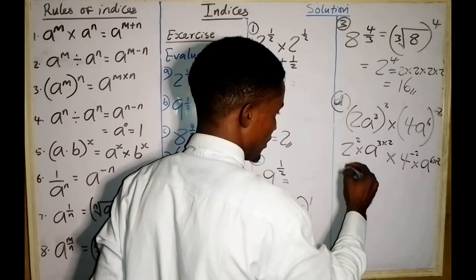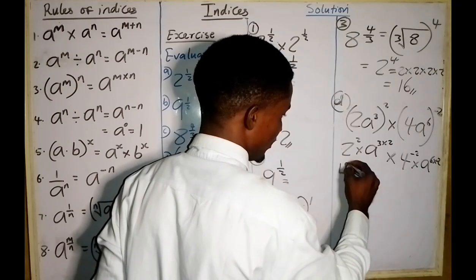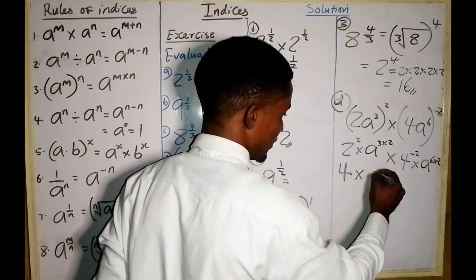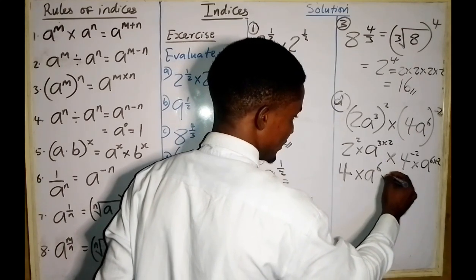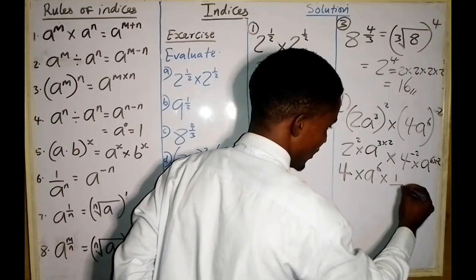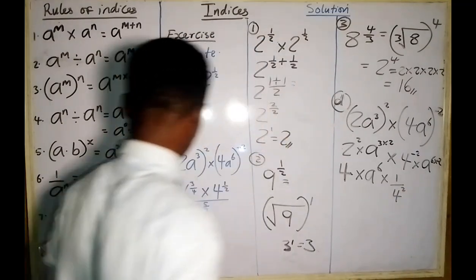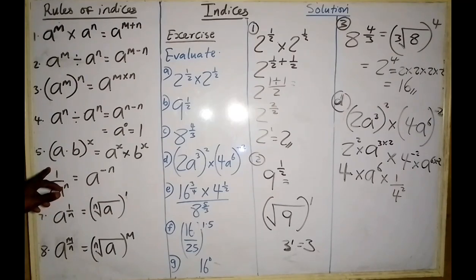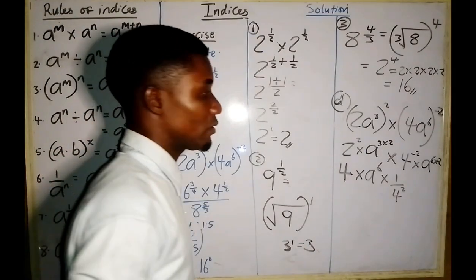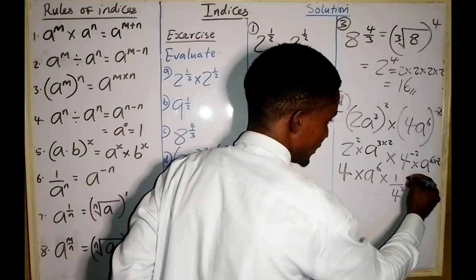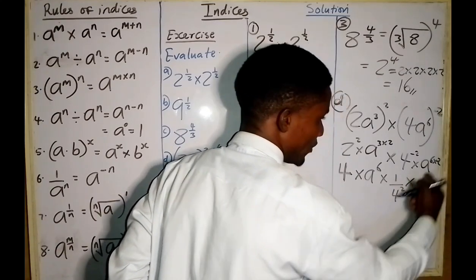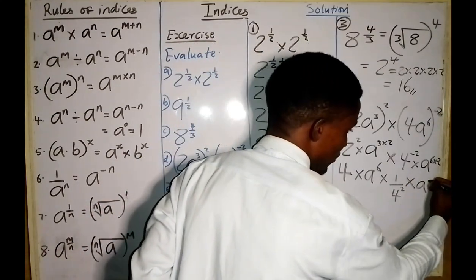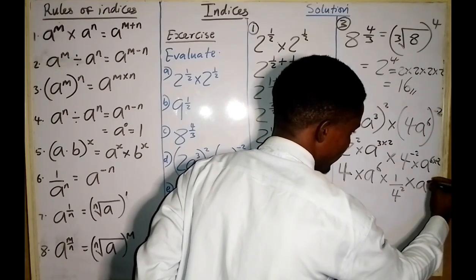Now let's solve completely. This will give us 4 times a raised to the power of 6 times 1 over 4 raised to the power of 2. Don't forget the negative index law that we discussed earlier. The negative index law can be expressed as the reciprocal of the base with a positive index. So that's just what we have done here. Times a raised to the power of 2 times minus 2 is going to give us a raised to the power of minus 12.